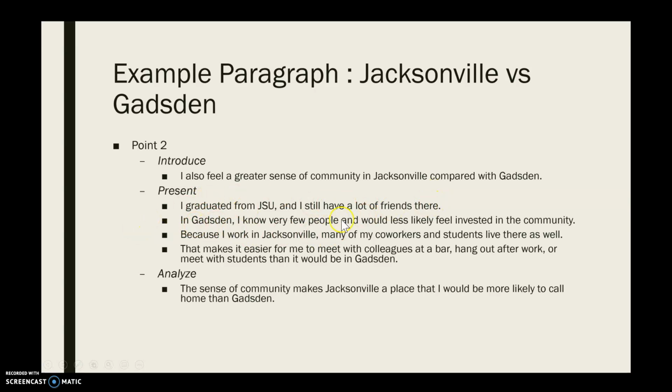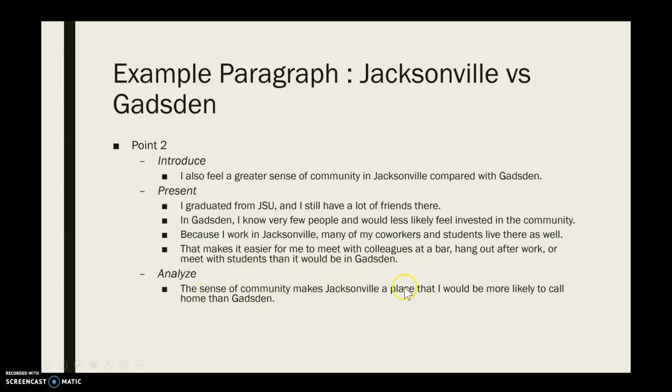I graduated from JSU and I still have a lot of friends there. In Gadsden, I know very few people and would less likely feel invested in the community. Because I work in Jacksonville, many of my coworkers and students live there as well. That makes it easier for me to meet with colleagues at a bar, hang out after work, or meet with students than it would be in Gadsden.